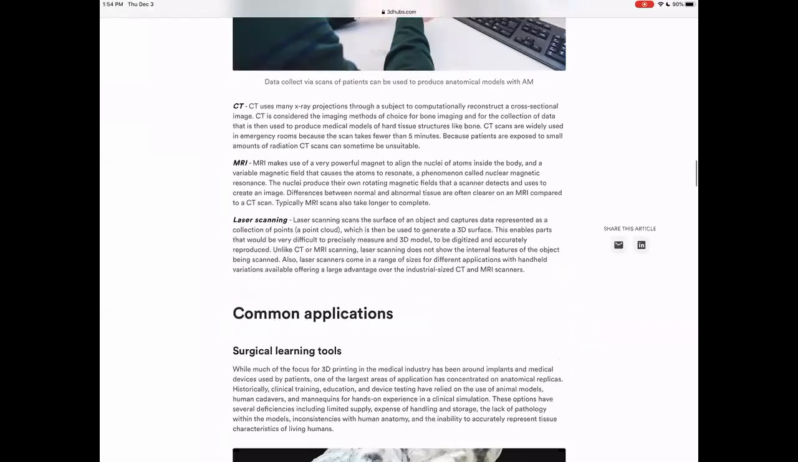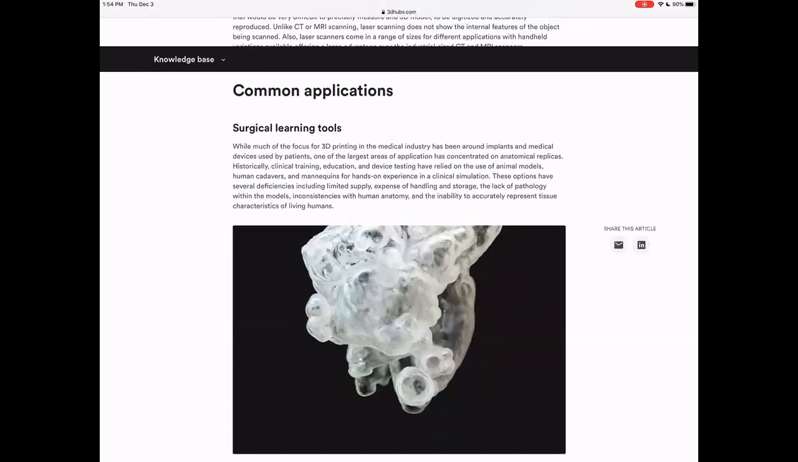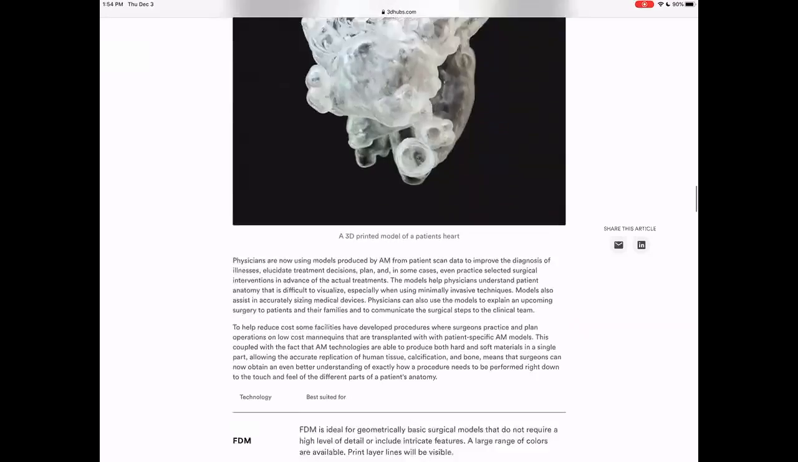All right. And then 3D Hubs lists some common applications: surgical learning tools. So how do you plan surgery? That's very interesting.